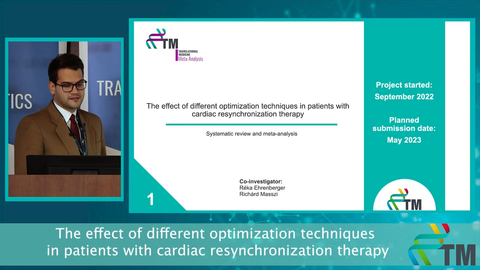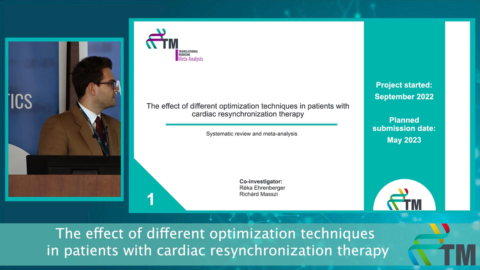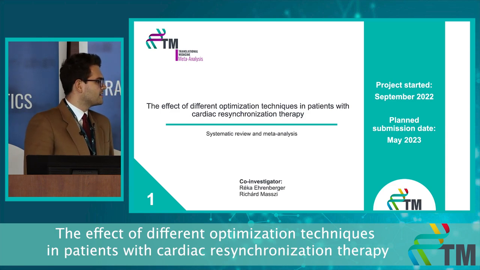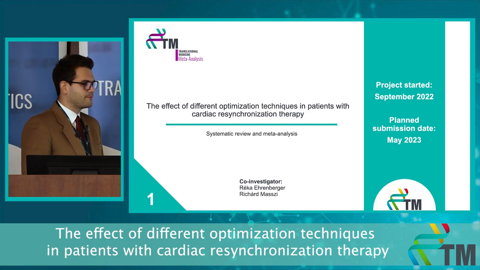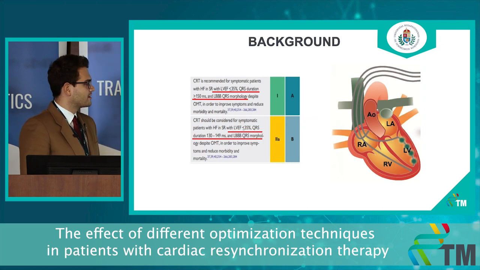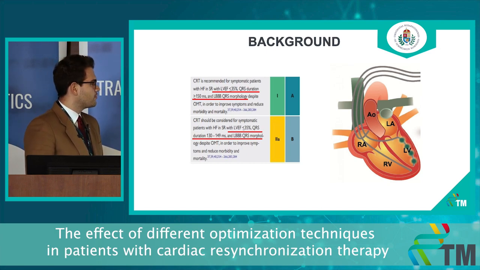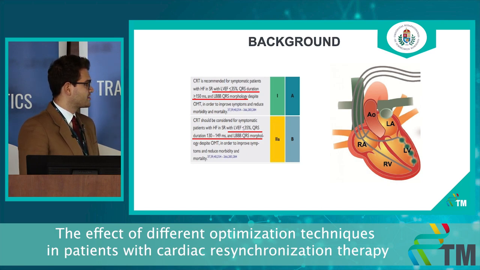The first one is investigating the effect of different optimization techniques in patients with cardiac resynchronization therapy, or shortly CRT, in the context of a systematic review and meta-analysis. But what is optimization and why is it important? We know from several clinical trials that CRT improves quality of life and reduces mortality and hospitalization rates in patients who have low left ventricular ejection fraction and long QRS duration.